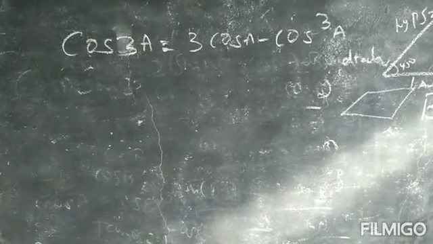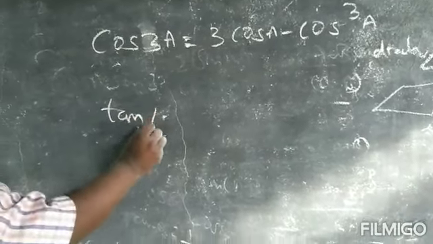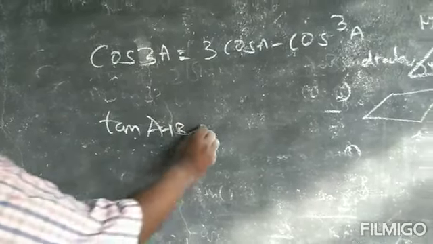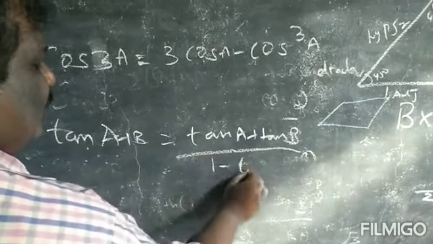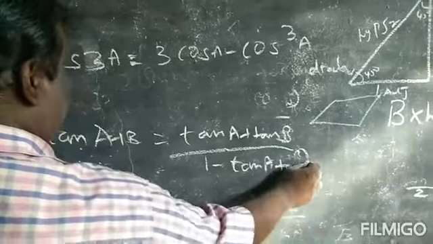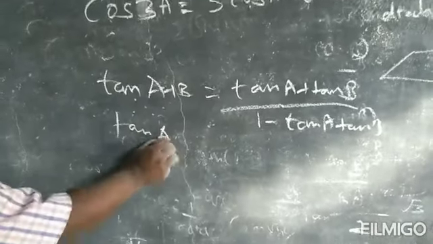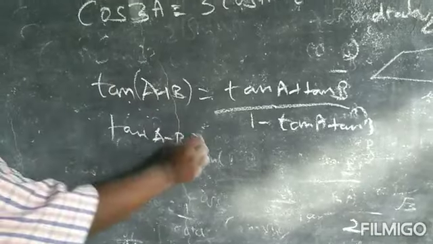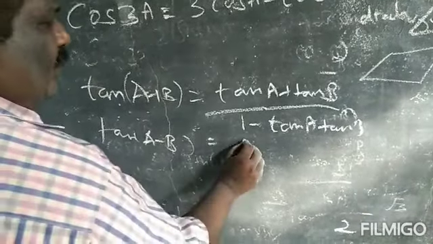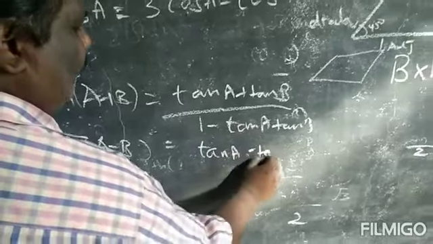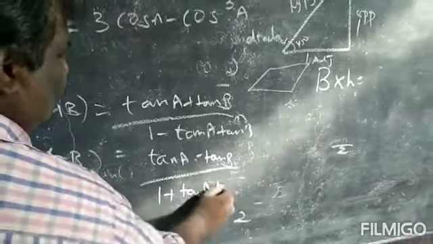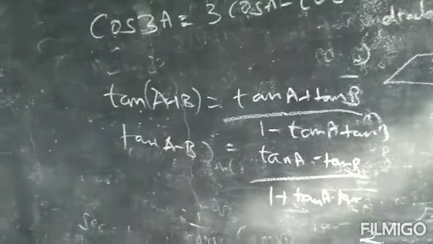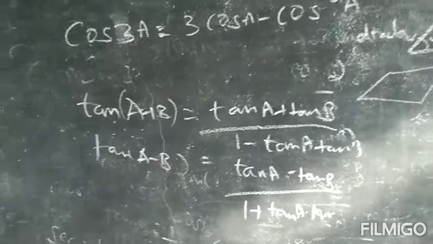Likewise, when we take into account tan a plus b, tan a plus b is equal to tan a plus tan b by 1 minus tan a tan b. As far as tan a minus b is concerned, tan a minus b is equal to tan a minus tan b by 1 plus tan a tan b. So here the half angle is concerned.